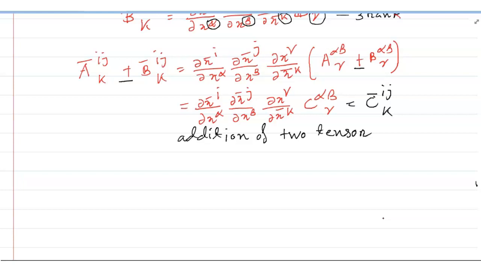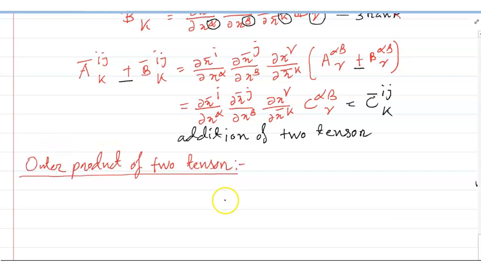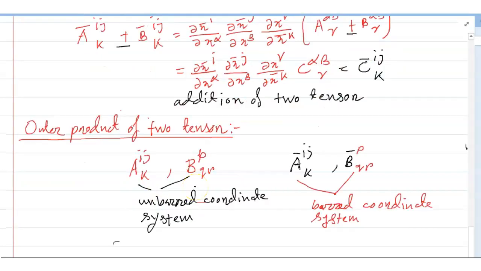Let us discuss the outer product of two tensors. Let's take two quantities. So friends, you can see that A ijk and B pqr are the unbarred coordinates. Another is A bar ijk and B bar pqr. You will see here this coefficient is called contravariant, and this coefficient is called covariant. Covariant suffix, you can say suffix.